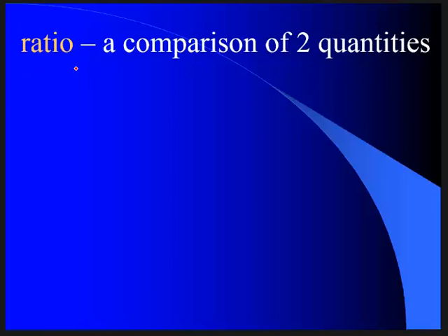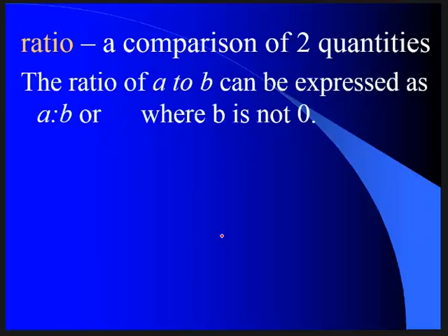A ratio is a comparison of two quantities. Quantity means amount of something, so keep that in mind. It has to be two amounts of something. We can write a ratio in a couple of ways. We can say the ratio of A to B, and it can be written as A colon B. So if we say something's in a ratio of 2 to 3, then we would write 2 colon 3, or we can write it as a fraction, 2 over 3.